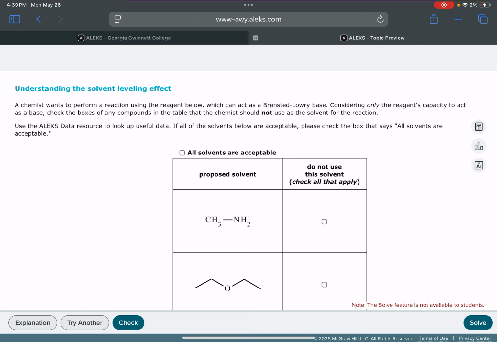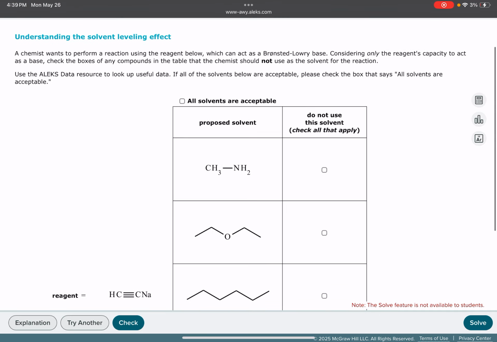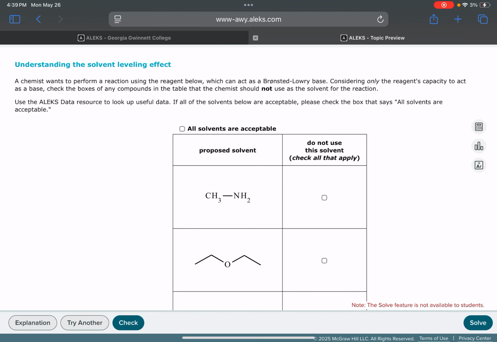There's actually something in here that I think is harder than it ought to be. I've already sent in a notice to ALEKS, and they'll fix it. But in the meantime, we've got to deal with it. So, a chemist wants to perform a reaction showing this reagent.